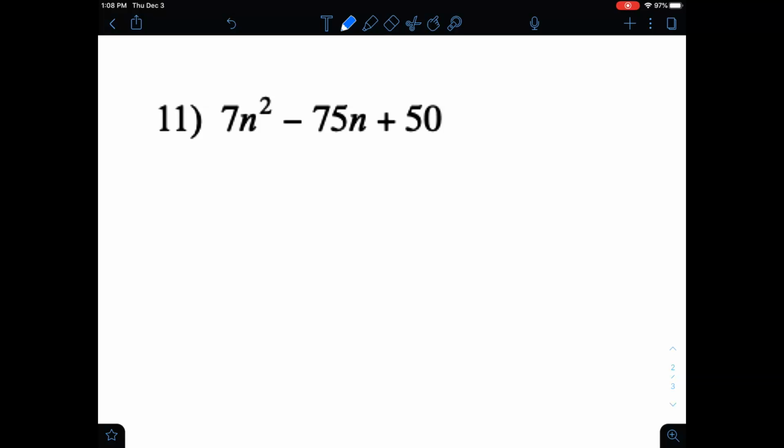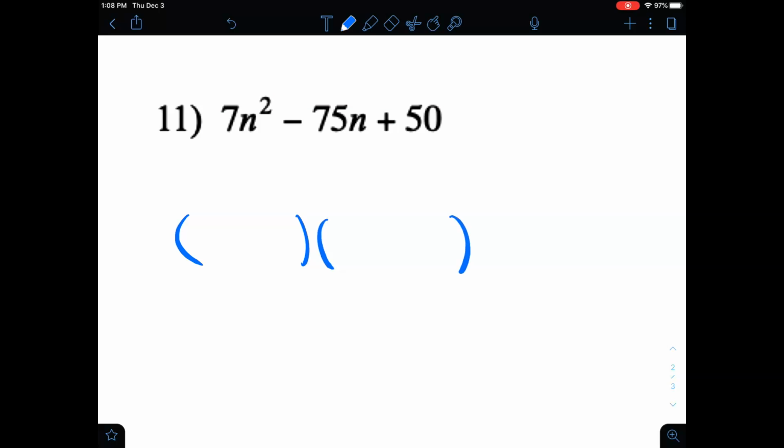How many terms do we have? We have 3 terms. And then what's the next thing? Is it a perfect square trinomial? Well, 7n squared is not a perfect square, and neither is 50, so it's not a perfect square trinomial. So we're going to do our guess and check, or our trial and error method, the smiley face method.